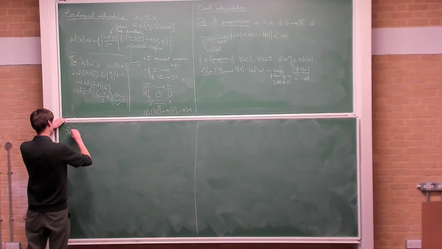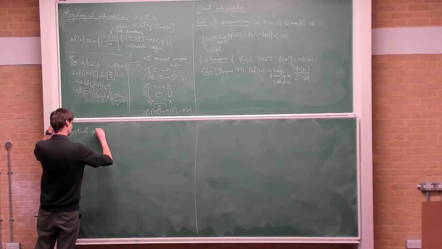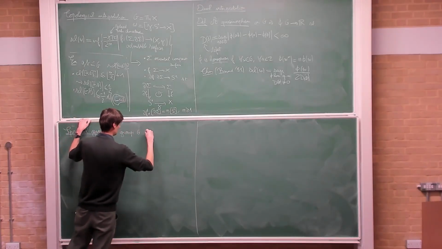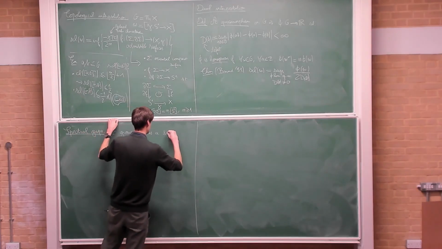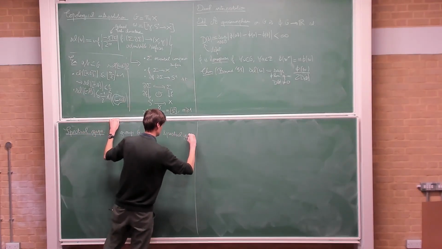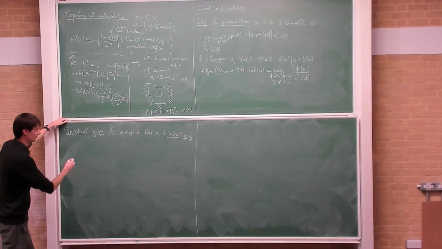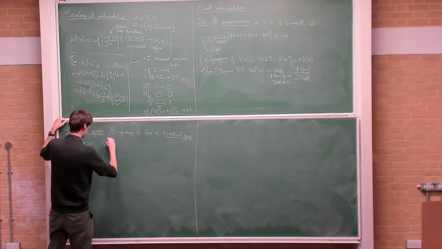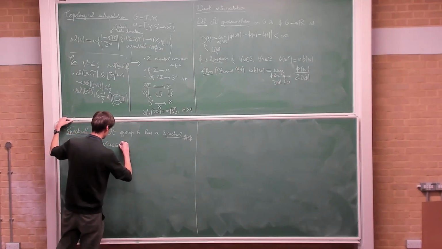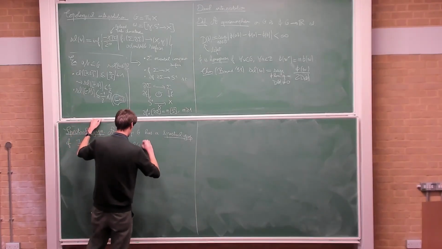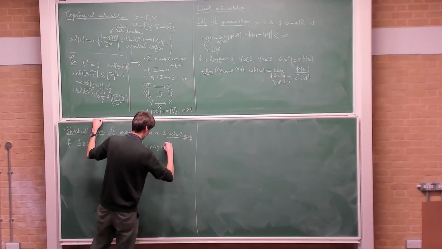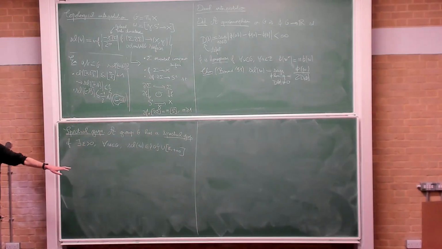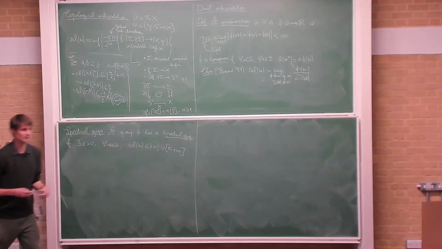The group G has a spectral gap for SCL if there exists some epsilon such that for all W in G, the SCL of W is either 0 or at least epsilon. So we think of the set of values that SCL takes in our group as the spectrum of SCL, and this is a gap in the spectrum between 0 and epsilon.